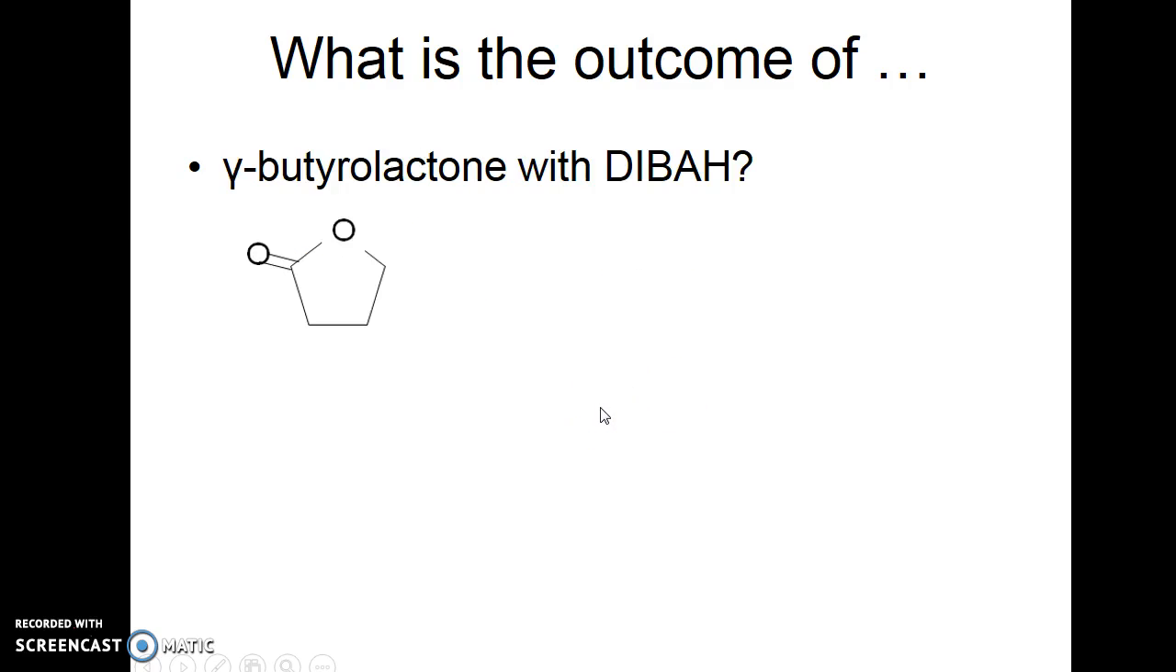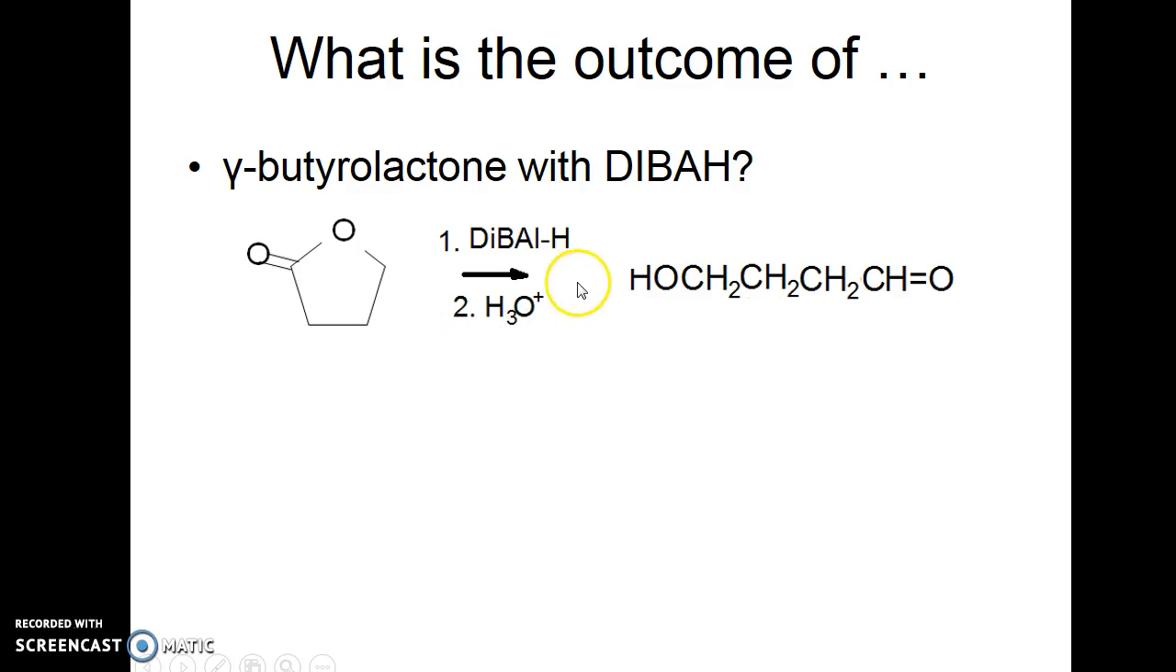What is the outcome of gamma-butyrolactone with DBA? Again, there's your hint. It's going to make the aldehyde, but notice the chain gets cleaved. This part leaves as a leaving group, and it's got to stay. So notice 1, 2, 3, 4 carbons, and on the end you've got that alcohol.